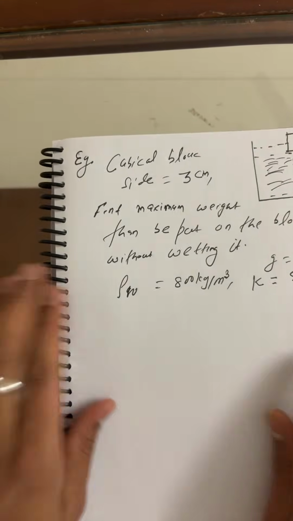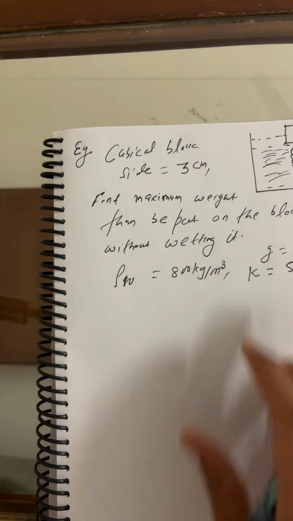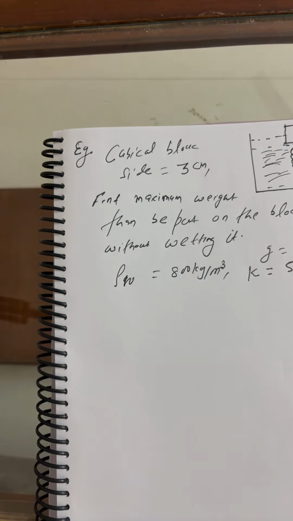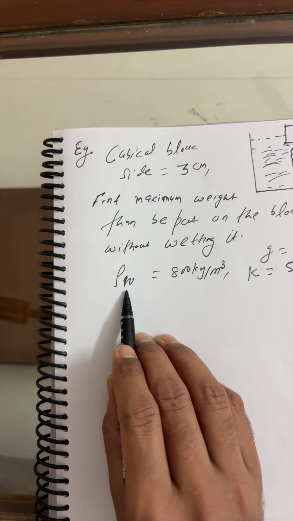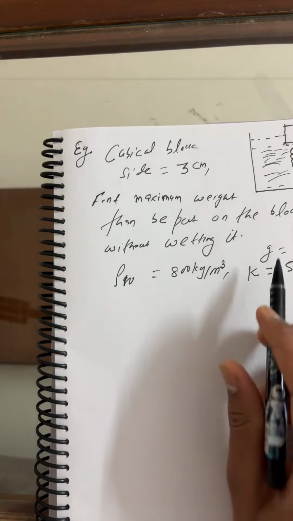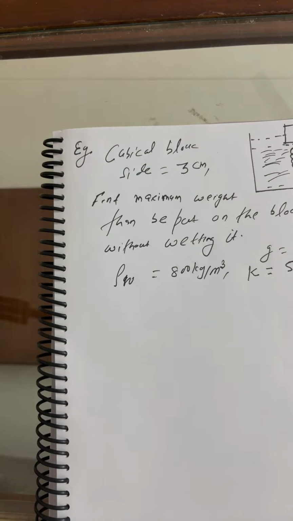So what question, my dear? This is a cubical block with side width 3 centimeter. Find the maximum weight that can be put on the block without wetting it. The density of wood is 8 kilogram per meter cube. Beta, K, the spring constant, is 15 Newton per meter. g is 10 meter per second square, right?